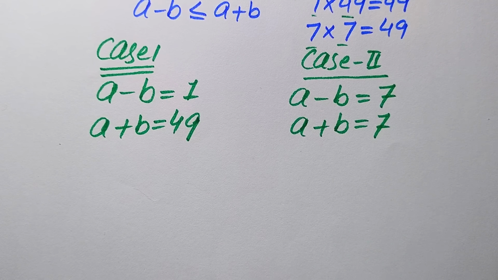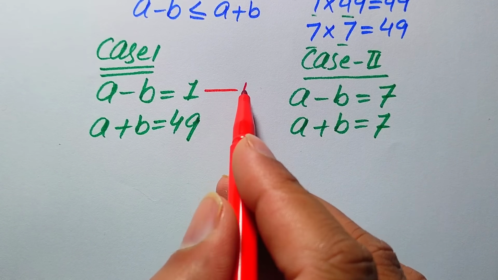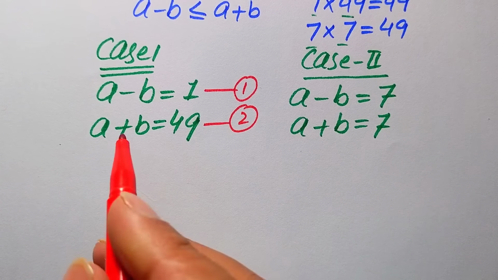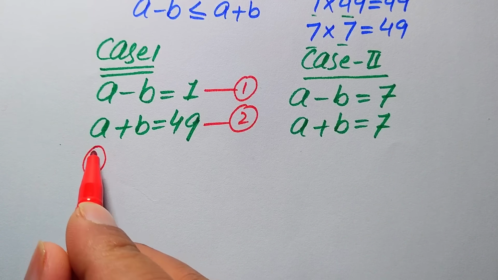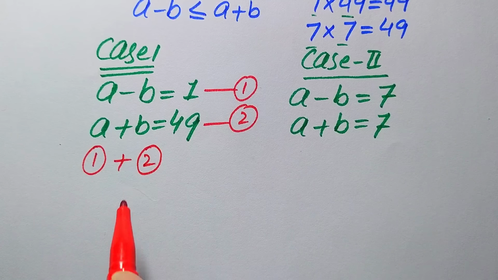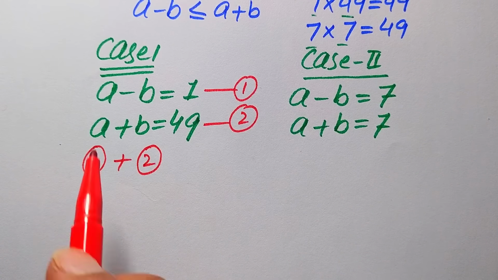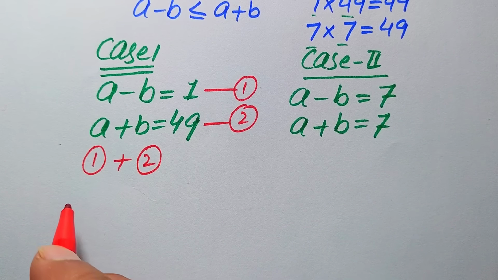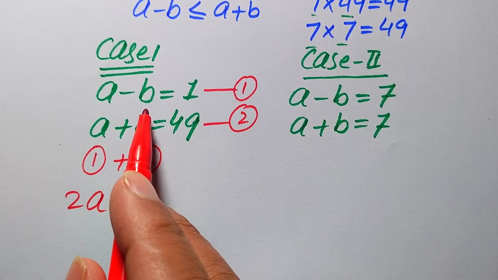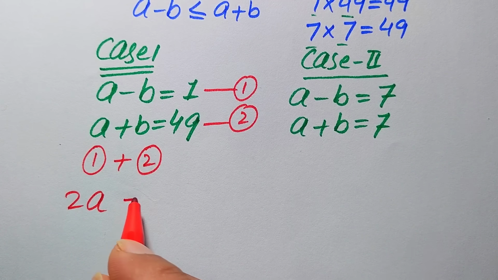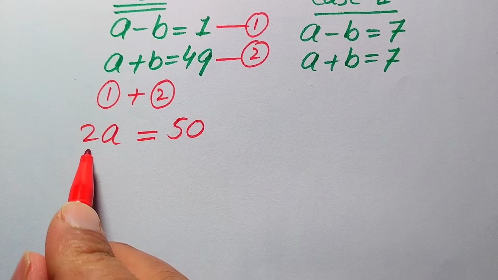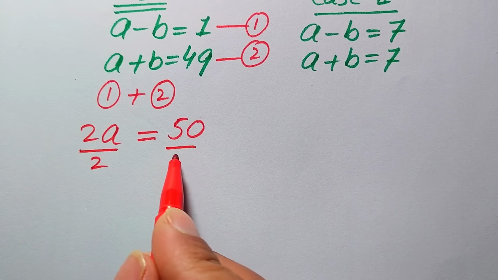And now in order to solve these, first we solve case number 1, and here we call this equation number 1 and this is our equation number 2. Now for the values of a and b we first need to sum up equation number 1 and equation number 2. So when we add both of these two equations, you see here a and a are similar terms, and when we add a plus a it becomes 2a. Negative b and positive b cancel out each other, and it is equal to 1 plus 49, which becomes 50. And now for the value of a we need to remove this 2 from here, and for this we divide both of the sides by 2.